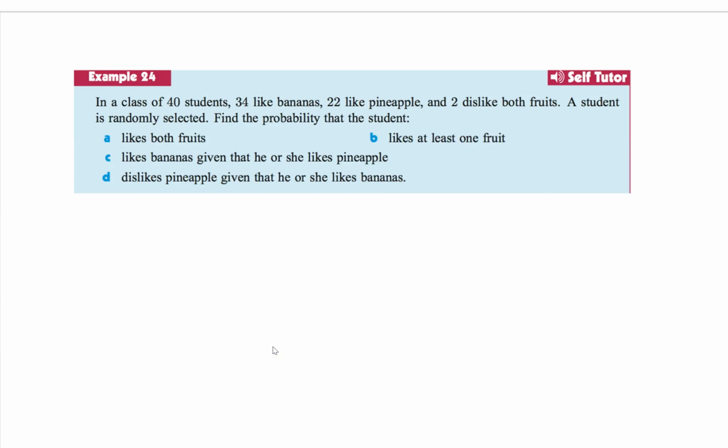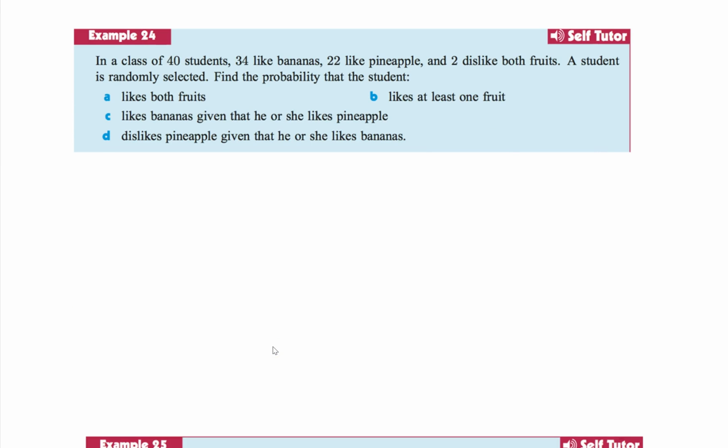Let's move on. In a class of 40 students, 34 like banana, 22 like pineapple, 2 dislike fruits. So, 2 dislike fruits? Okay, whatever. But look at the type of problem. Venn diagram, right? 40 students, 34 like this, 22 like this, it's a Venn diagram again. So, we're going to draw another Venn diagram. You can tell these are super important.